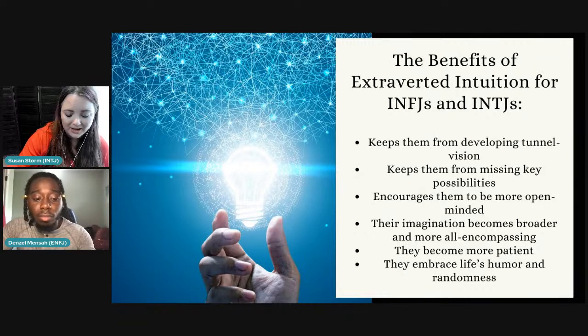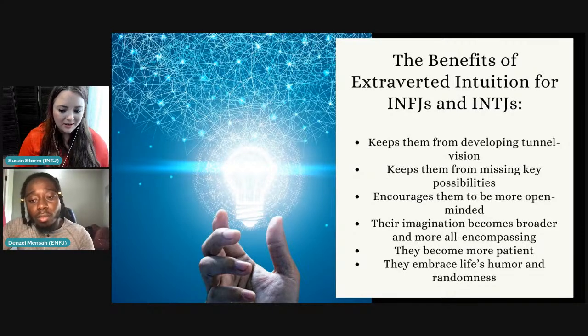So when oppositional extroverted intuition is integrated, it can keep them from developing that tunnel vision. It can keep them from missing key possibilities. And it can encourage them to be more open-minded. INFJs and INTJs that have not integrated extroverted intuition can often seem difficult, very stubborn, difficult to persuade of anything. If they have a plan or a vision or an insight, if you bring up an alternative to them, they can very quickly become oppositional with you. And that's where their oppositional extroverted intuition can come into play.